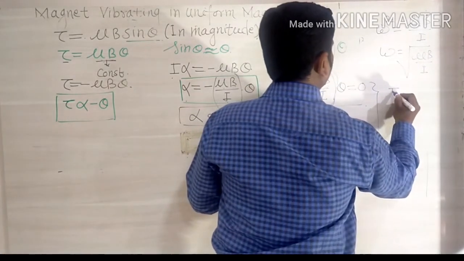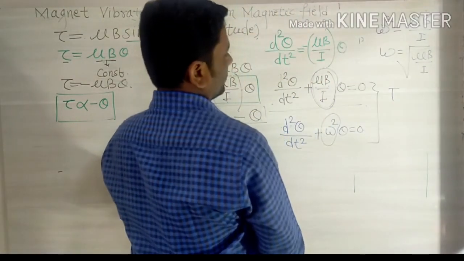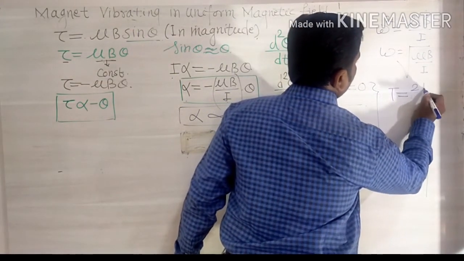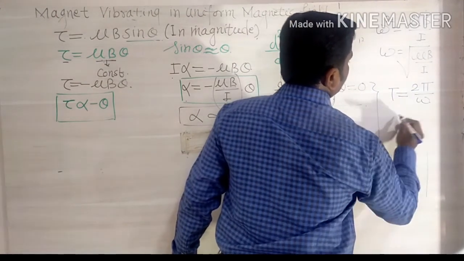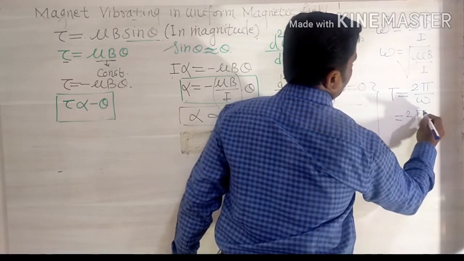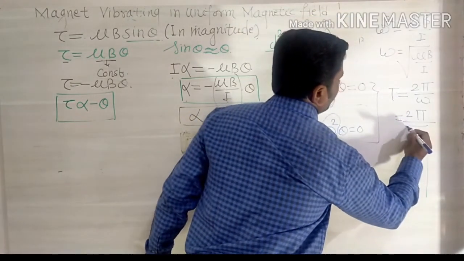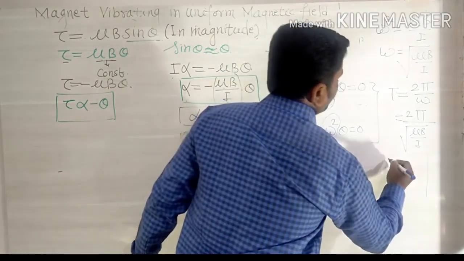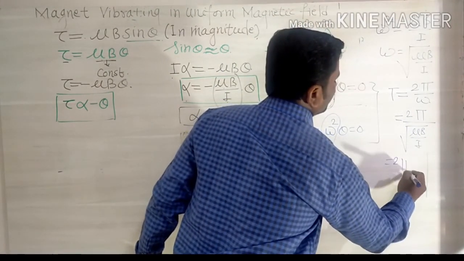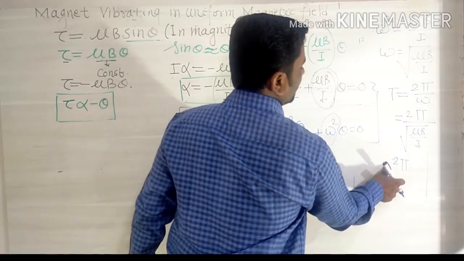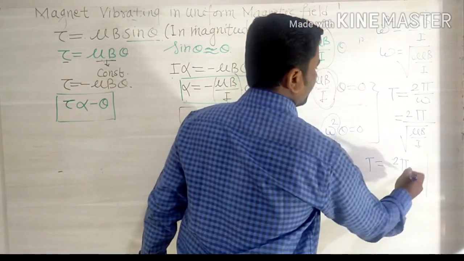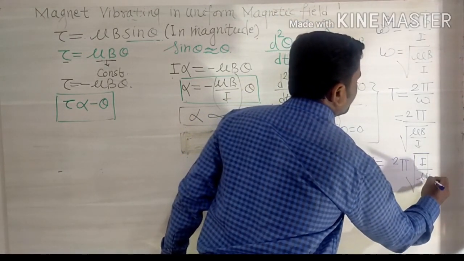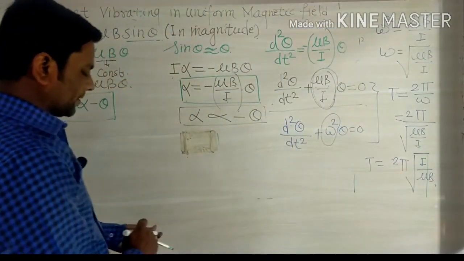And we know that the period of simple harmonic motion, in this situation angular simple harmonic motion, T is equal to 2 pi upon omega. So T is equal to 2 pi upon the value of omega, under root of mu B upon I. So finally we get T is equal to 2 pi into under root of I divided by mu B. So that is the period of angular simple harmonic motion.